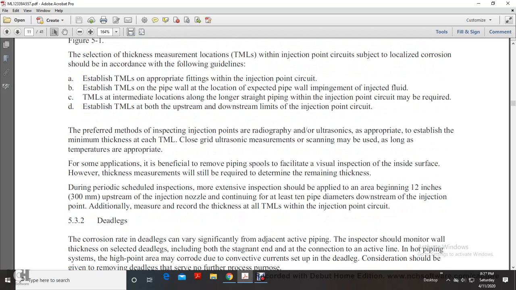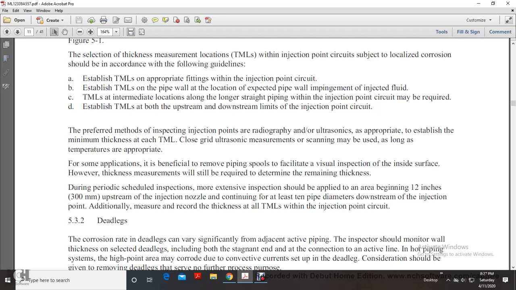The preferred method of inspection for injection points is radiographic and ultrasonic, as appropriate, for establishing the minimum thickness at the thickness measurement location. Close grid ultrasonic measurement scanning may be used as long as the temperatures are appropriate. For some applications, it is beneficial to remove the piping spool to facilitate visual inspection of the inside surface. However, thickness measurement will still be required to determine the remaining thickness.